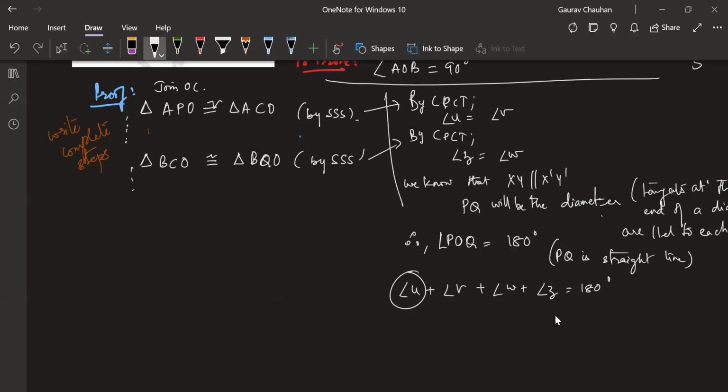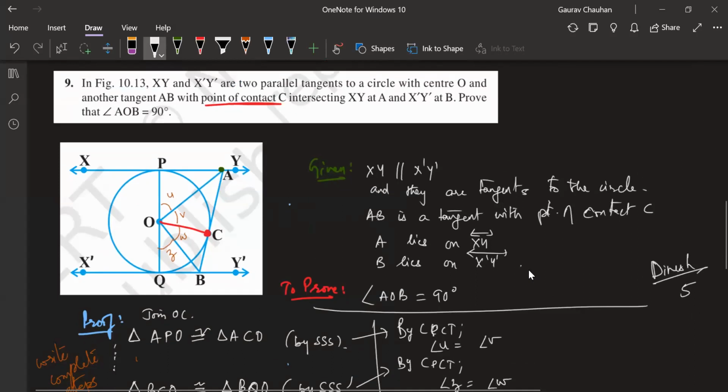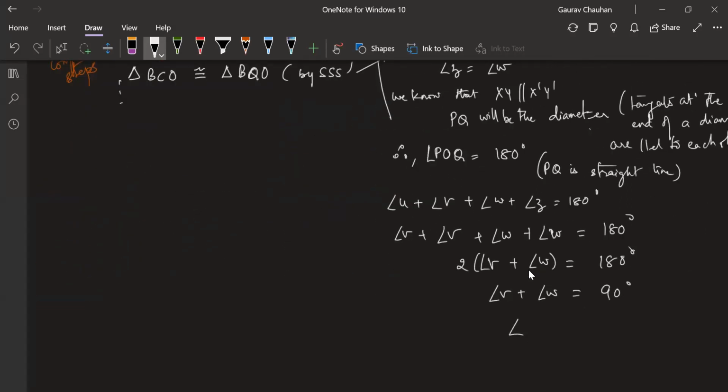So in place of U, we can put V. So you'll write angle V plus angle V. And in place of Z, we can put W. So plus angle W plus angle W is equal to 180 degree. That means 2 times angle V plus angle W is equal to 180 degree. Bindu, you're okay with this manipulation? I skipped a step here. Angle V plus angle W is equal to 90 degree. That means angle V plus angle W is angle AOB, our to-prove part. Angle AOB is equal to 90 degree.